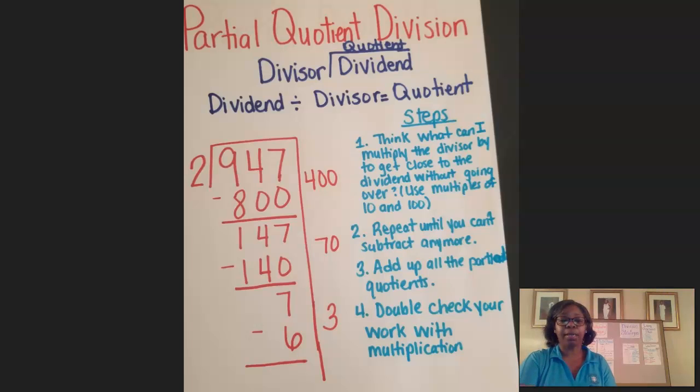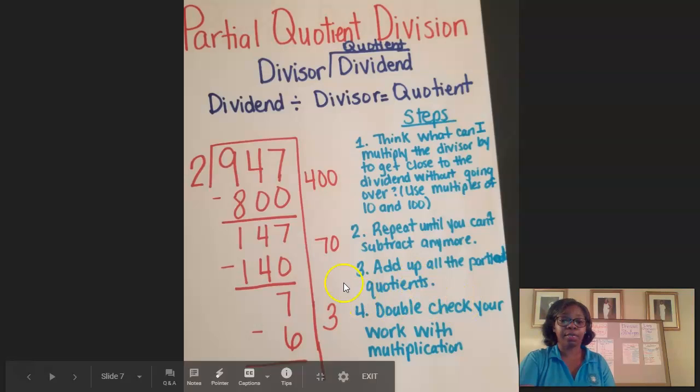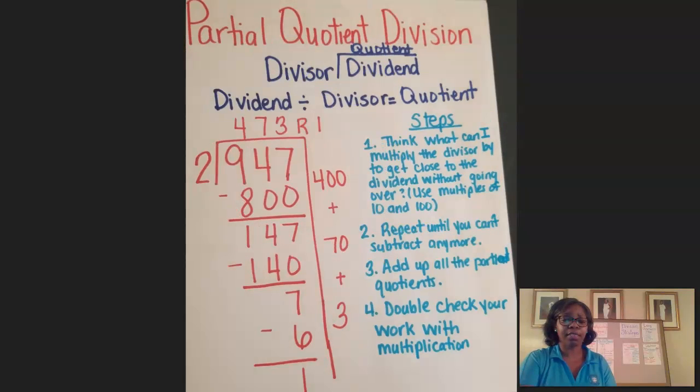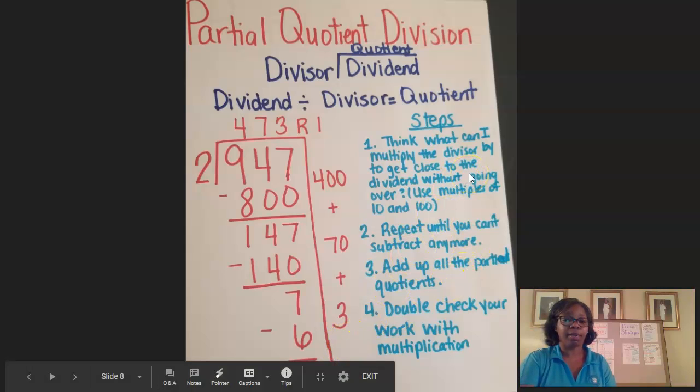So I'm going to repeat again. How many 2s can I take out of 7? I can take out 3 twos from 7. 2 will go into 7 3 times, and 3 times 2 is 6. So now I am going to subtract those 6 from the 7, and when I subtract 6 from 7, I get 1. I have 1 left over.